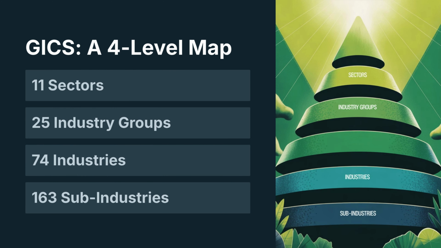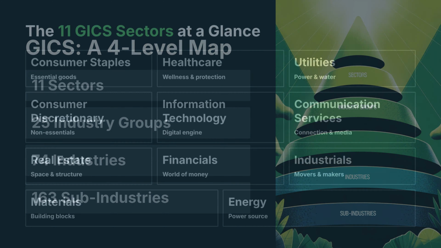You start with the 11 main sectors, which then break down into 25 industry groups, then 74 industries, and finally, all the way down to 163 super-specific sub-industries. For our purposes, we're going to focus on those 11 high-level sectors.